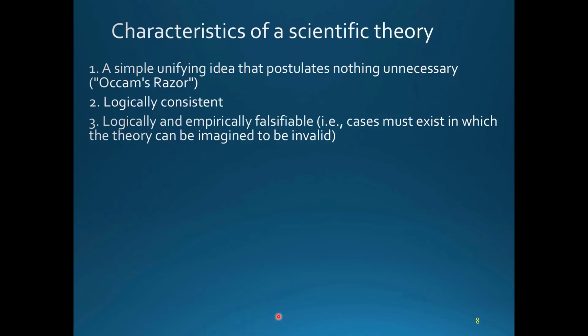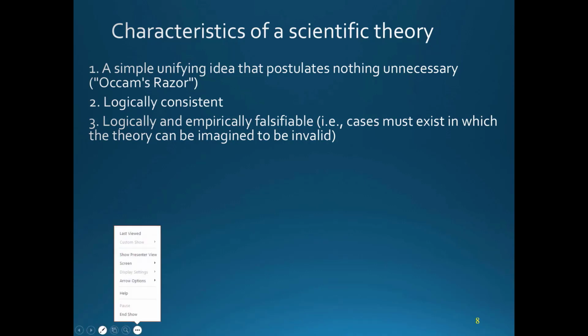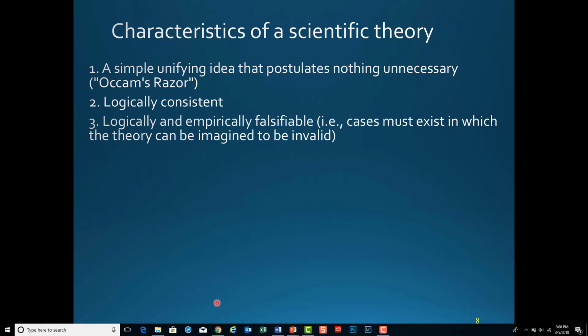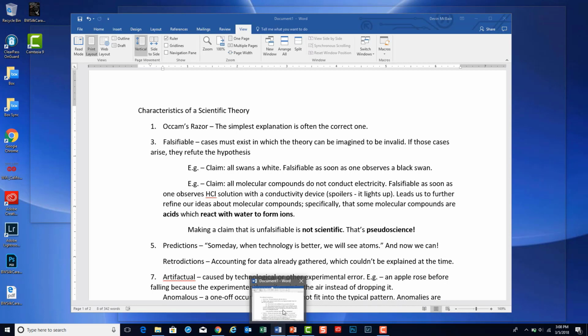It also needs to be logically and empirically falsifiable. In other words, there must be some cases which could exist in which the theory could be imagined to be invalid. Again, I think it's a little bit difficult for most of us to imagine a world in which apples wouldn't fall, but if you could imagine that apples would suddenly not fall, then maybe that would help you imagine the case in which Newton's gravity laws would be incorrect.